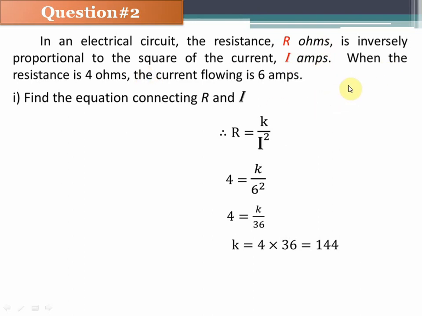This is a practical real life application of mathematics, which is used in the electrical engineering field. When the resistance is 4 ohms, the current flowing is 6 amperes.